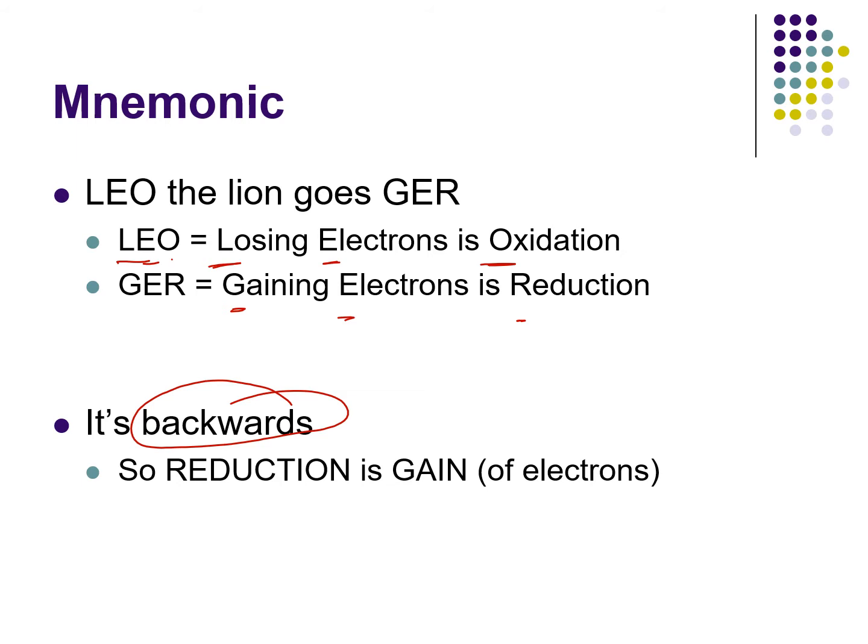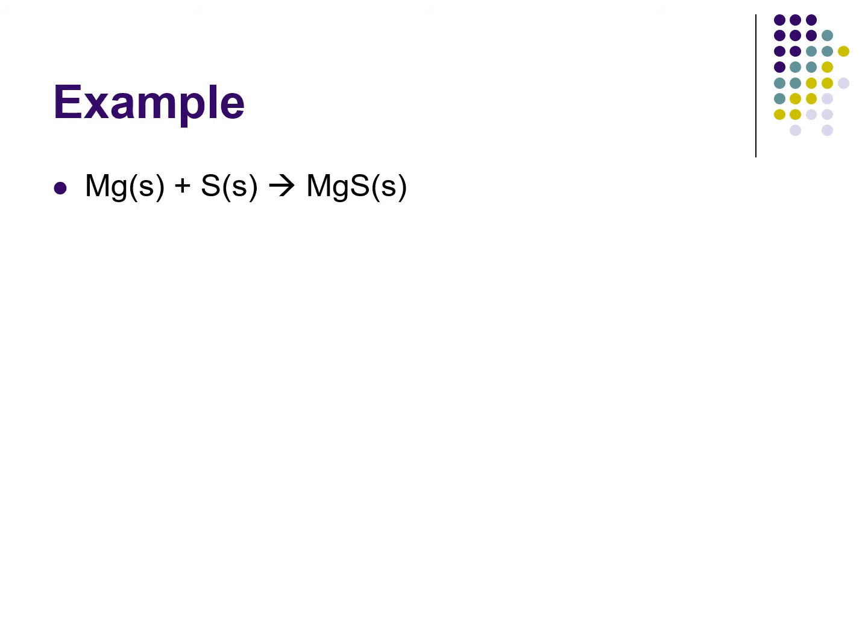So when I see the word reduction, I normally want to think, okay, reduction is loss, but no, it's backwards. So now reduction is gaining. And what are we gaining? We are gaining electrons. So if reduction is gaining electrons, that means oxidation is loss. Both work, you just have to remember it some way. If you have another mnemonic that works for you, use your mnemonic. There's no right way to remember this, it just needs to be remembered.